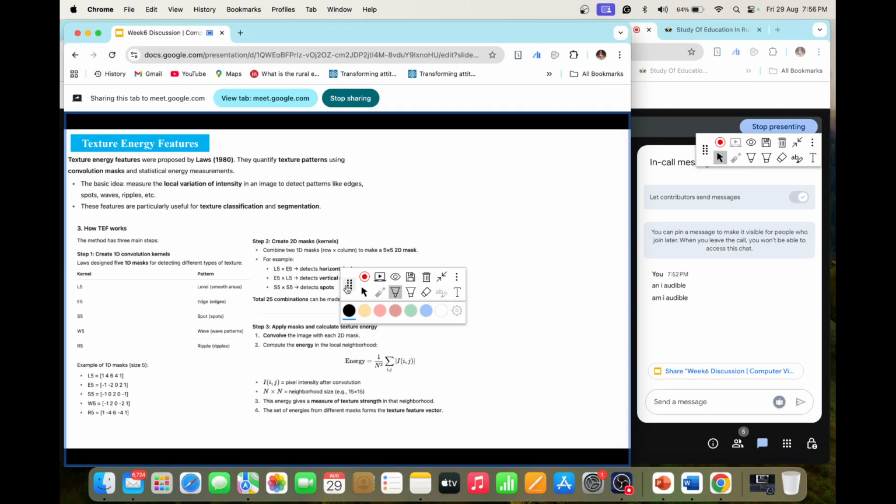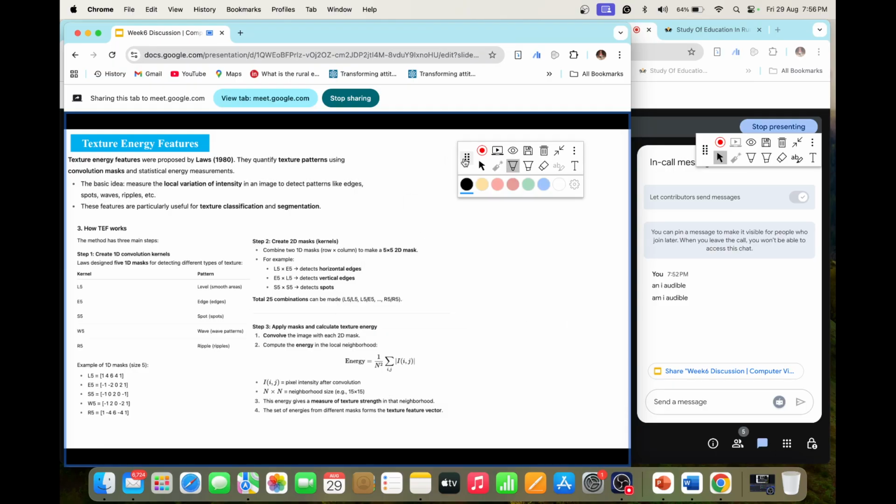And then we have something called the texture energy feature. This is the fourth part of the texture descriptor. The texture energy feature was proposed by Laws in 1980, so it is sometimes called Laws' texture energy feature. The basic idea is to measure the local variation of intensity in an image to detect patterns like edges, spots, waves, ripples, etc. These features are particularly useful for texture classification and segmentation.